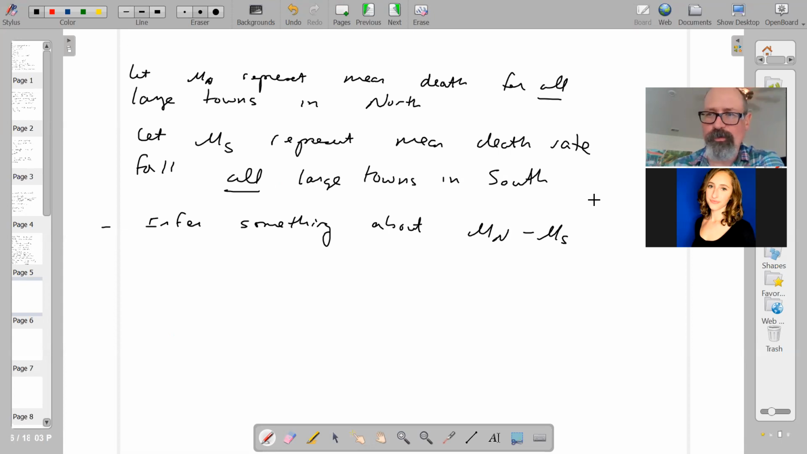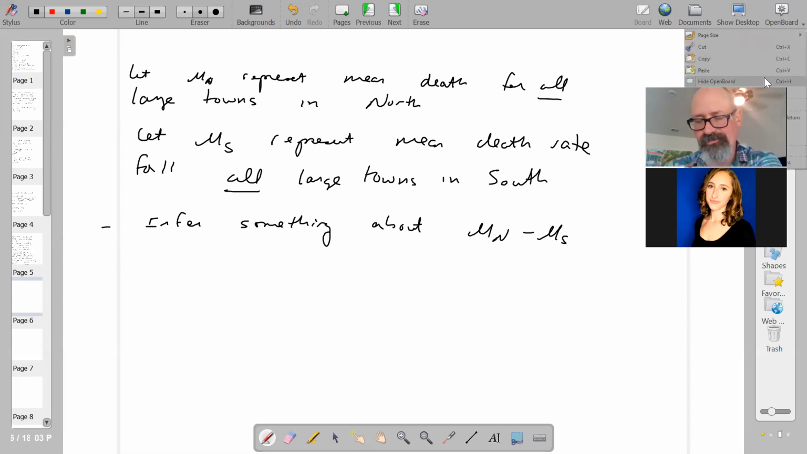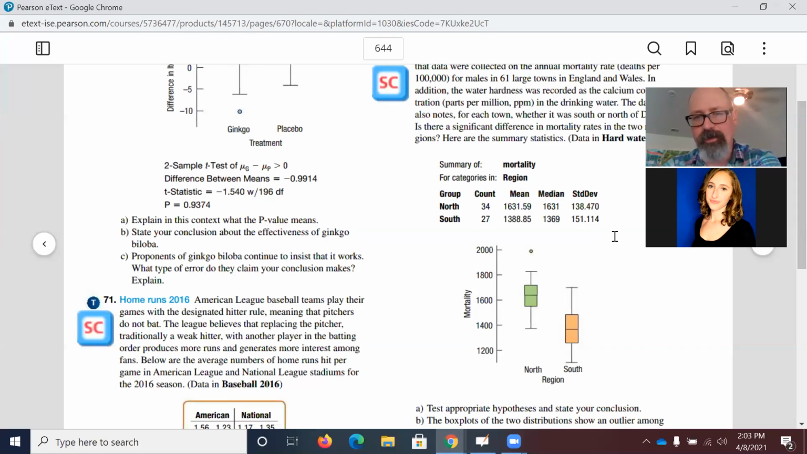Now, if you look at what might be an appropriate statistical hypothesis in this case, there may be many, but it seems like in the north, their mean is far, far higher. It's quite a bit higher. So this is saying that the mean death rate in the north is about 1,632 deaths per 100,000. And in the south, it's 1,388, 1,389 for males in the south. So this does seem different. It differs by maybe about 250, at least the average does.